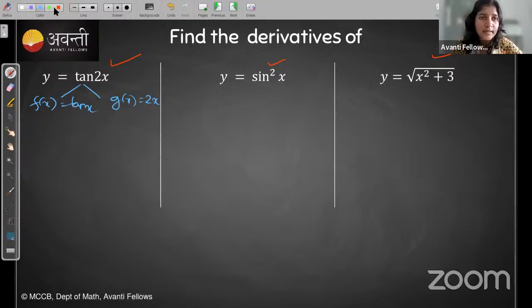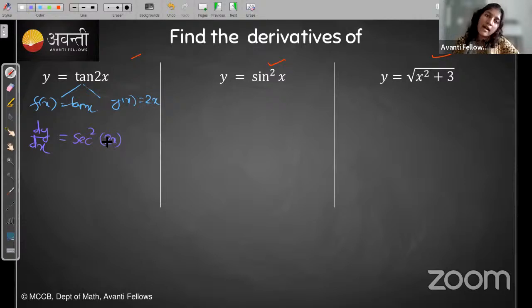Now, how to differentiate this? What we will do is, we consider dy by dx. Now, forget this 2x. Just forget this 2x. Assume that there is x in the place of 2x. So what will be the differentiation of tan x? Differentiation of tan x is sec squared x. I'm not writing x because there's something else. So in the place of x, what do we have? We have 2x, right? So I'll write 2x in the place of x.